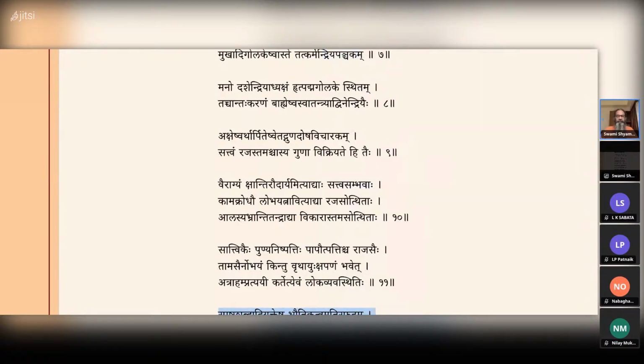Guna dosha vicharakam. Oh, he has a good job. That is guna. Dosha, why so hurry? Why so restless? Right? Dosha, both. Sattvam rajas tamasasya guna vikriyate hitehi. And then, you see, this is the mind. We have discussed that earlier.